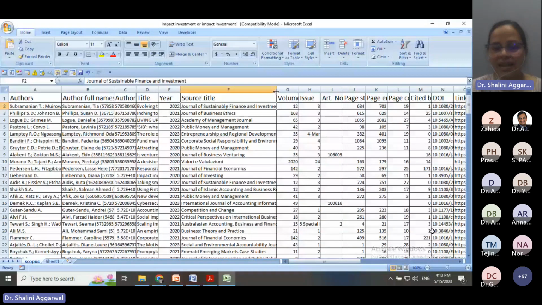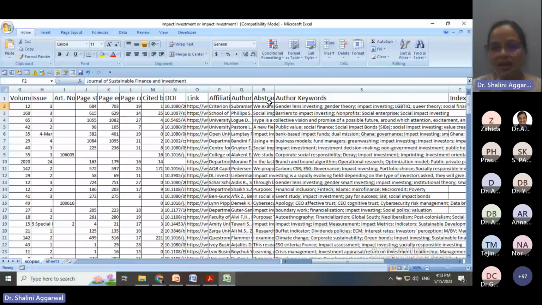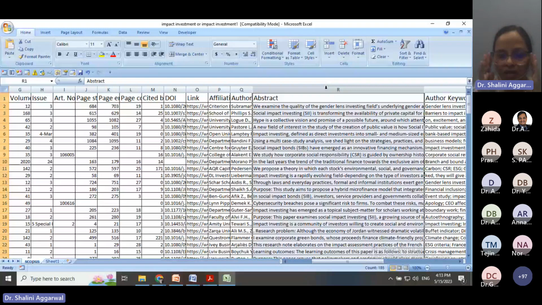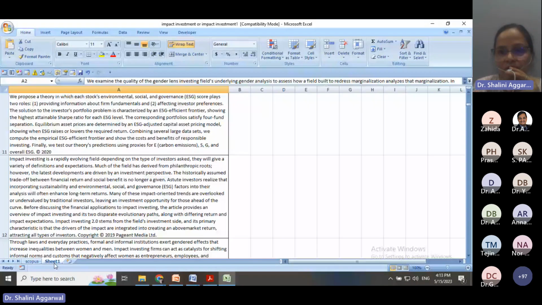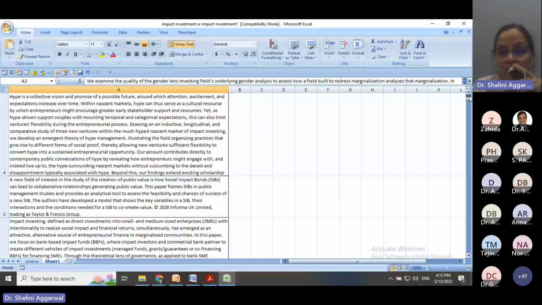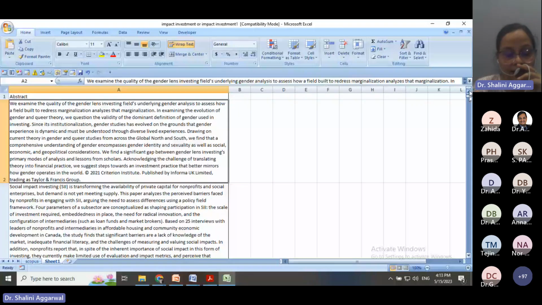Now, what is the next important step? This is the abstract. Can you see this abstract? So what we will be doing is selecting all the abstracts and pasting them here. So I have pasted all the abstracts here. Now, let me tell you what is the next thing that you have to do.